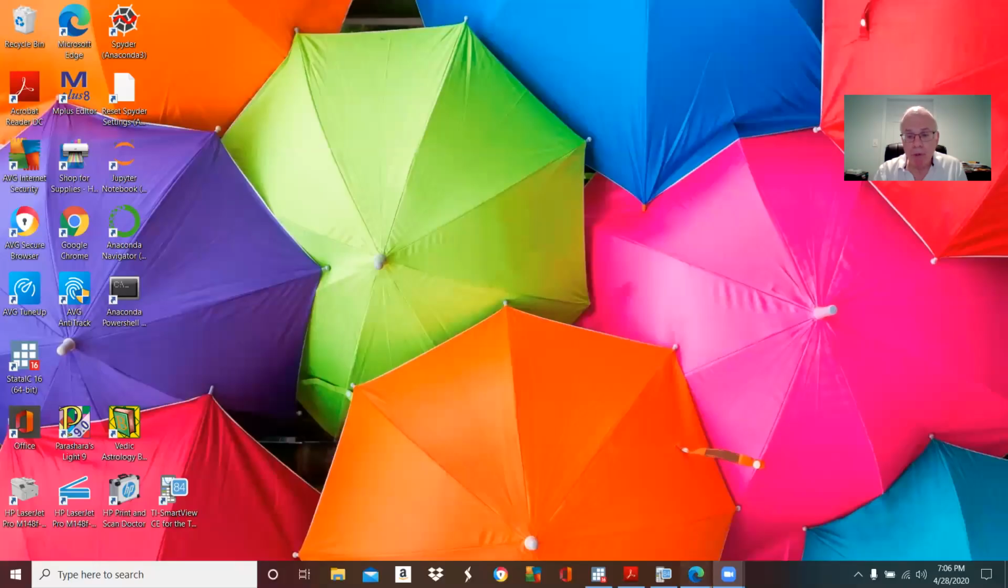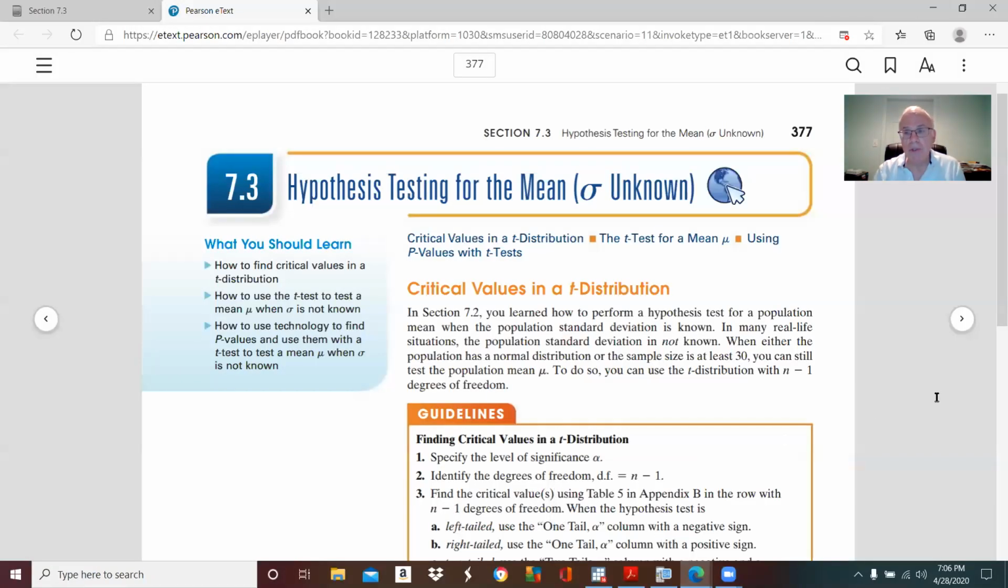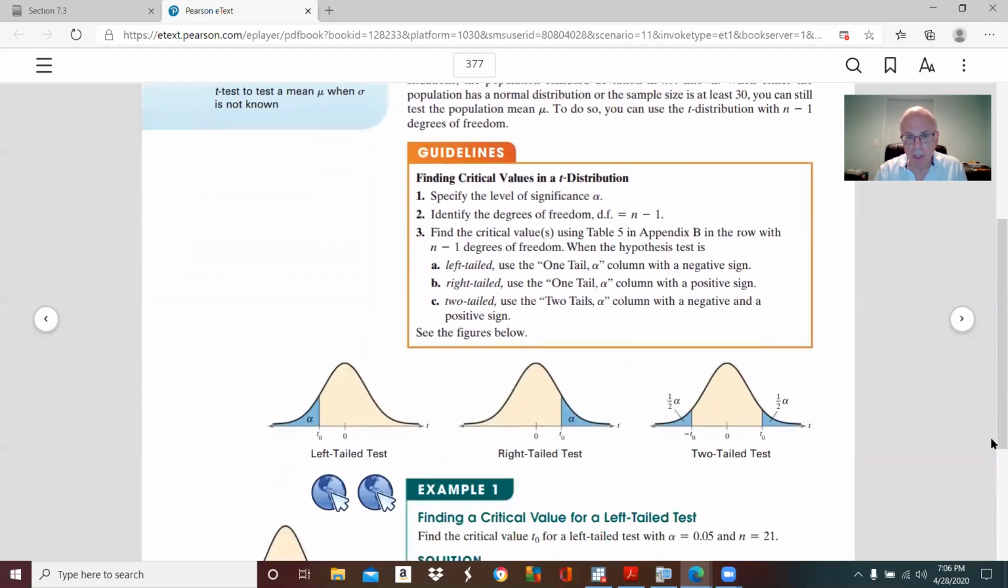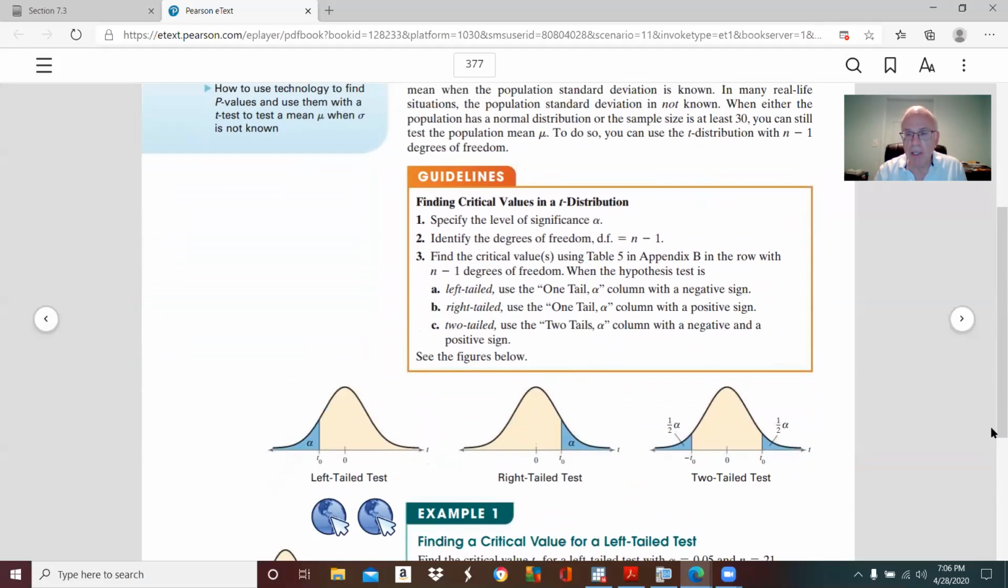So let's get started. We'll share the screen and get to the textbook. All right, this is 7.3, testing for the mean when the population standard deviation, sigma, is unknown. So once again, we're going to go through our steps in terms of how to do the test.